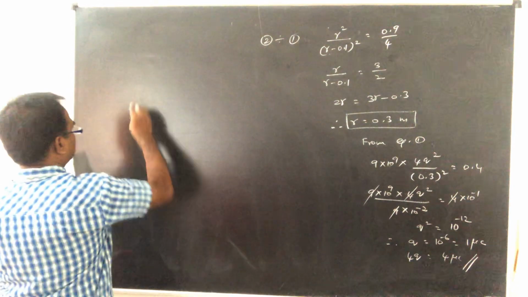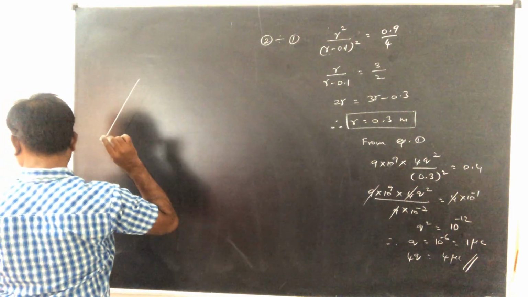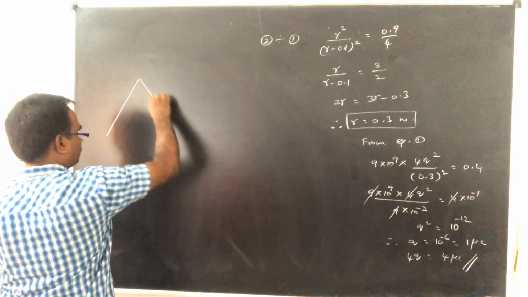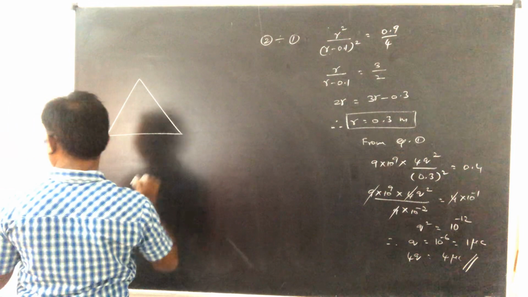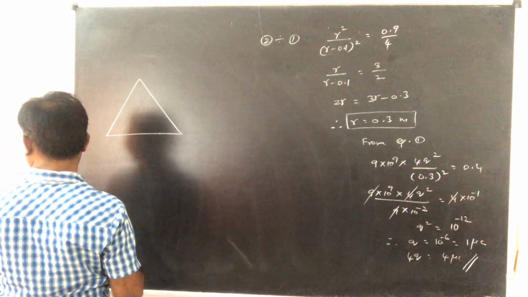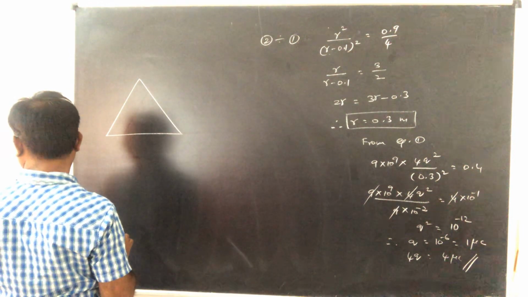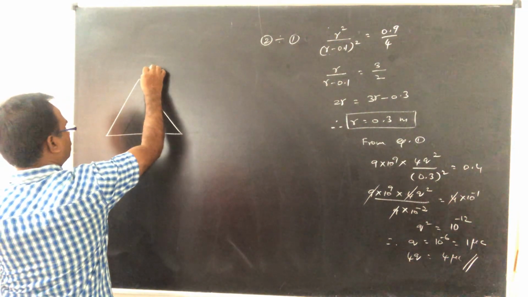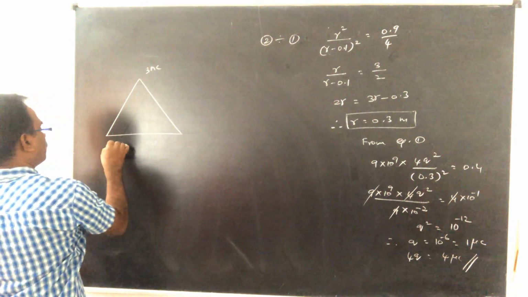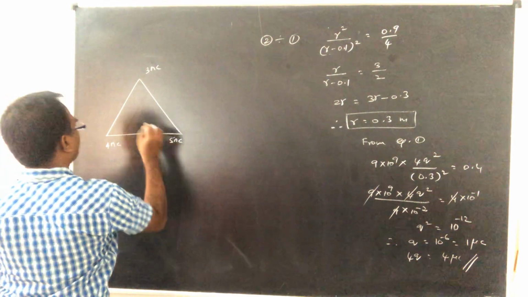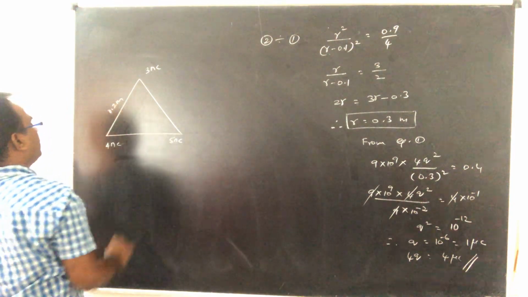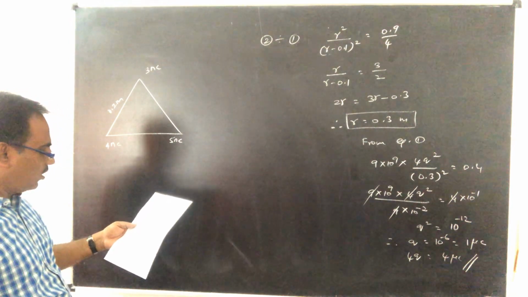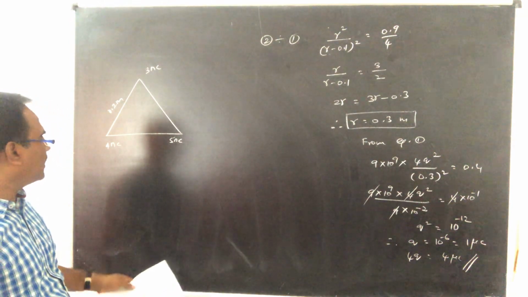Three positive charges are placed at the vertices of an equilateral triangle of side 0.2 meter. So charges of 3 nanocoulomb, 4 nanocoulomb, 5 nanocoulomb are placed at the vertices of an equilateral triangle of side 0.2 meter. You are asked to find the force on the largest charge.